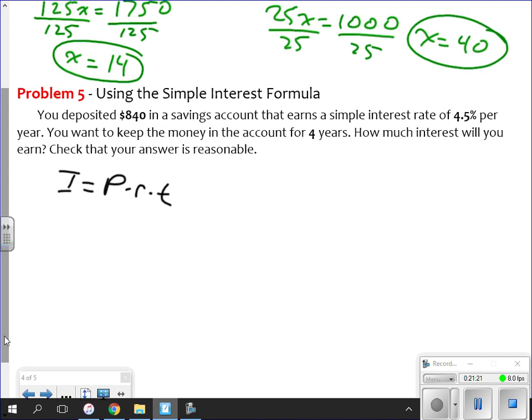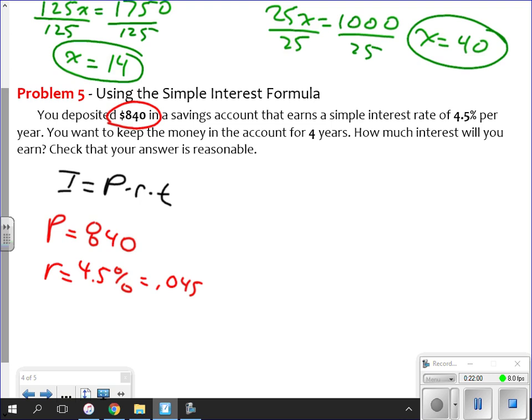Okay. What is my principal on this one? How much money do I start with? 840. That's my principal. What is my interest rate? 4.5%. However, for the needs of this problem, I need to make it a decimal. So you move it two places to make it 0.045. When I do my work, I need to make my percent a decimal for interest rate problems.